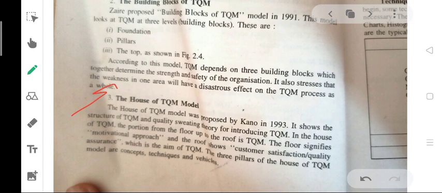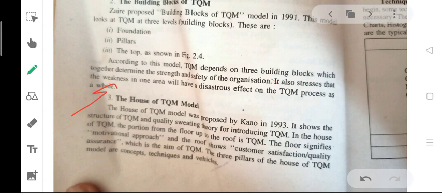The house of TQM model was proposed by Kano in 1993. In which year? Remember, 1993. In 1993 he discussed that it shows the structure of TQM and quality switching theory for introducing TQM. In the house of TQM, the portion from the floor up to the roof signifies TQM, and the floor signifies the motivational approach, and the roof shows customer satisfaction and quality assurance, which is the aim of TQM.